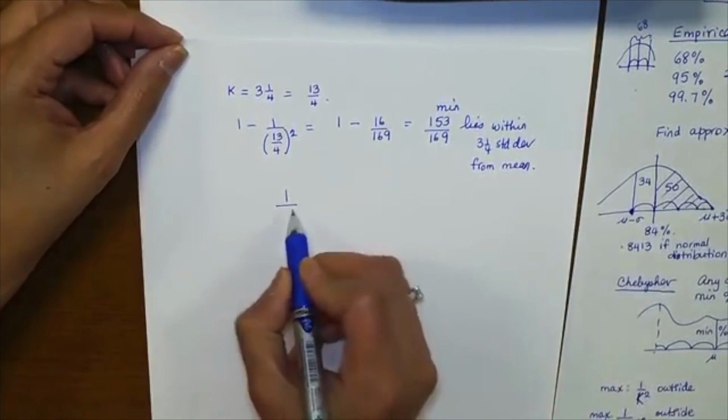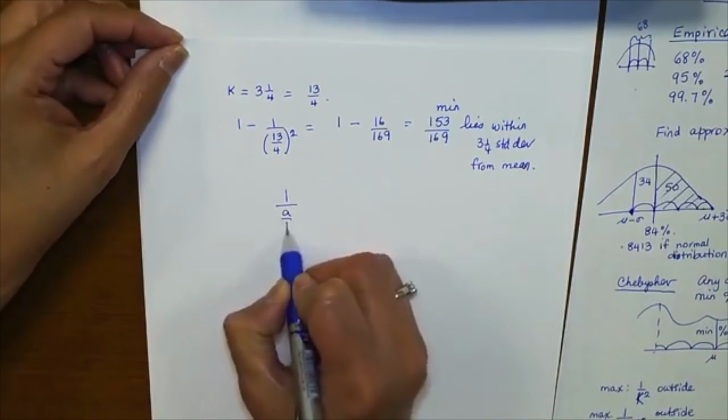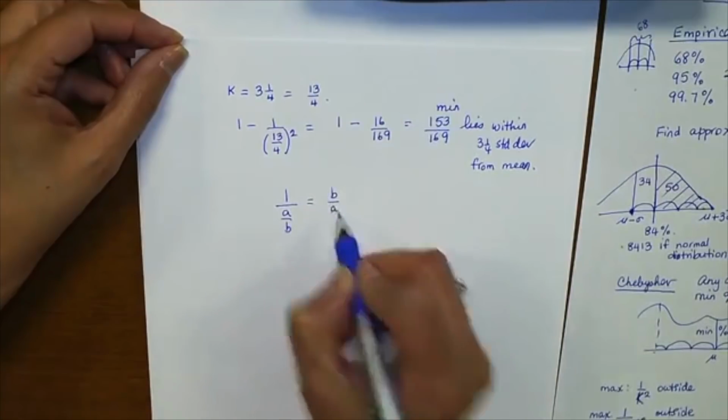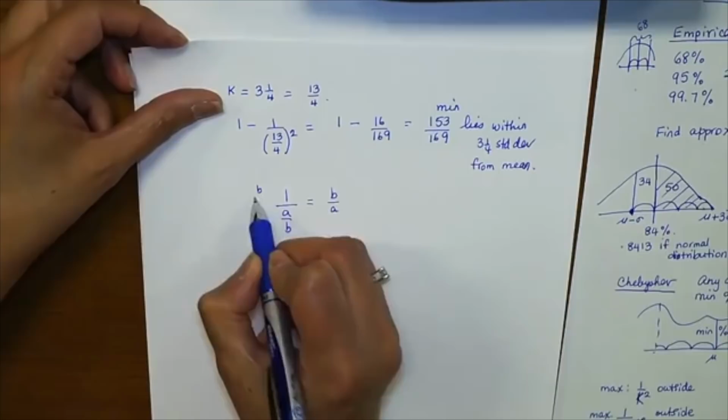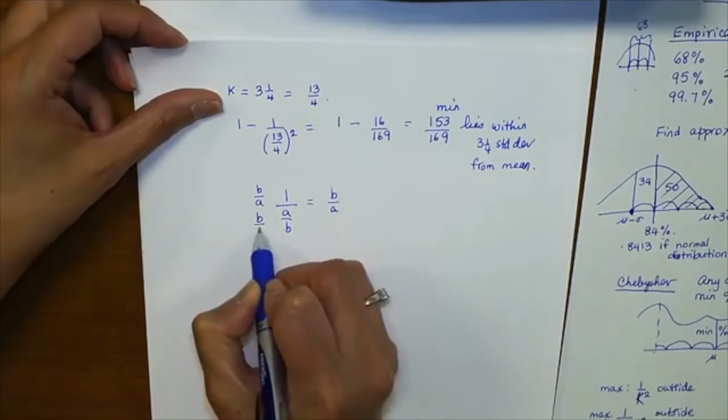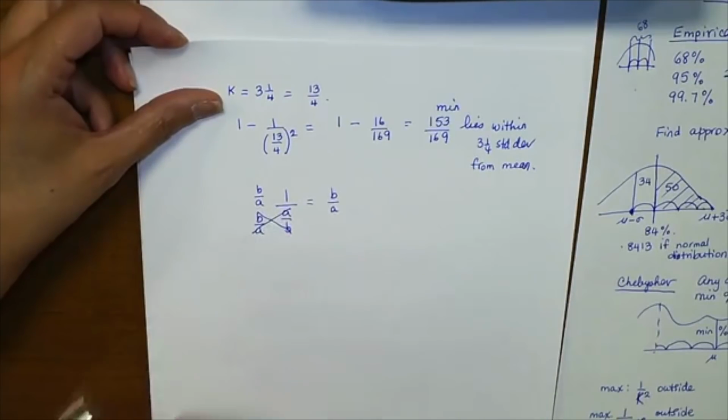So if I want to do 1 divided by a over b, that's b over a. Because if I'm multiplying the top by b over a and the bottom by b over a, that would make this cancel, and that's how I get b over a times 1. That's why it flips. Okay. Get it? Okay.